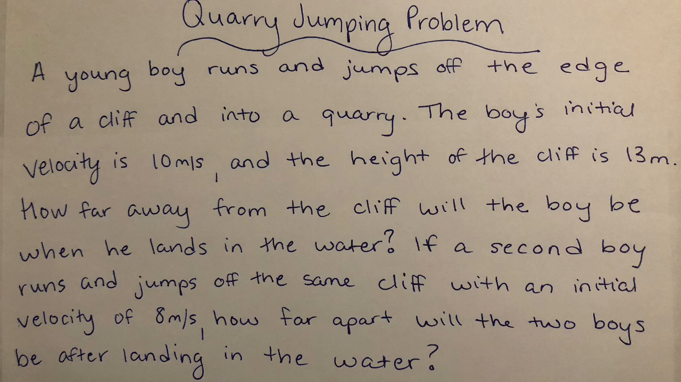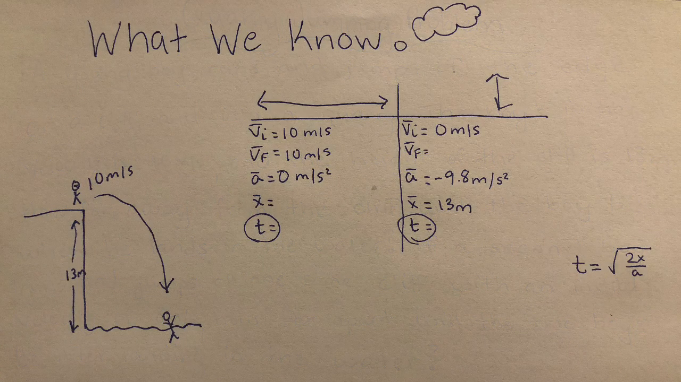If a second boy runs and jumps off the same cliff with an initial velocity of 8 meters per second, how far apart will the two boys be after landing in the water? The first thing we want to do is fill out what we know.